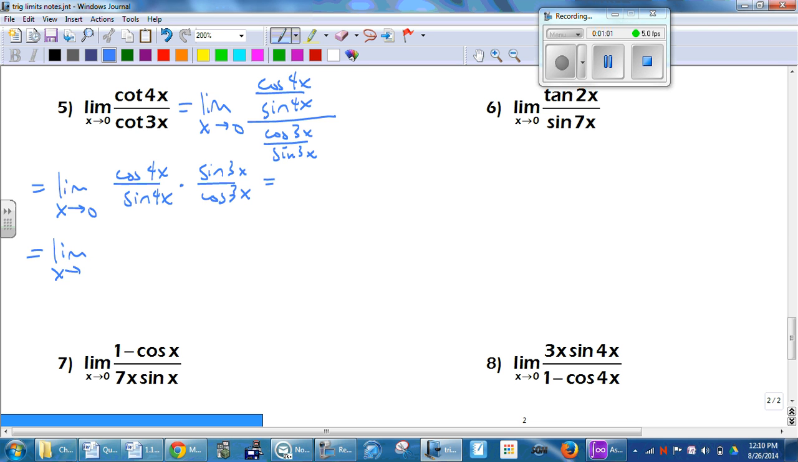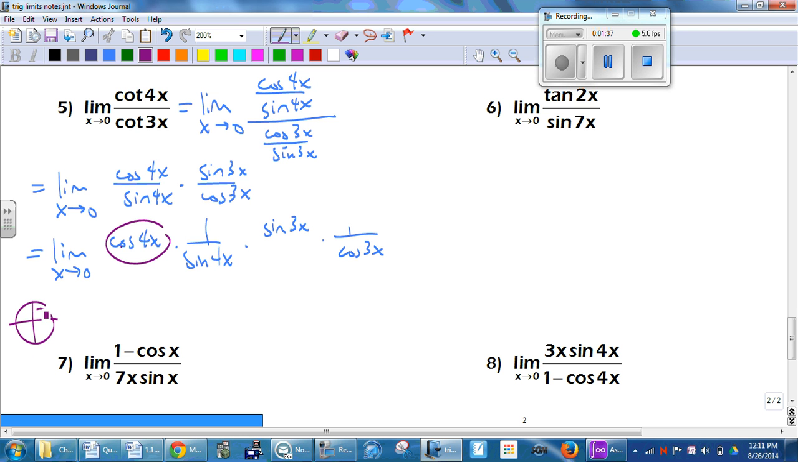Limit as x approaches 0 of cosine of 4x times 1 over sine of 4x times sine of 3x times 1 over cosine of 3x. So from here, we only have to worry about these sines. Cosines, we don't have to do anything with those, because if we look at this part, limit as x approaches 0, if we put 0 in here, we get cosine of 0. And as we saw on the first page of the notes, cosine of 0 is just 1.